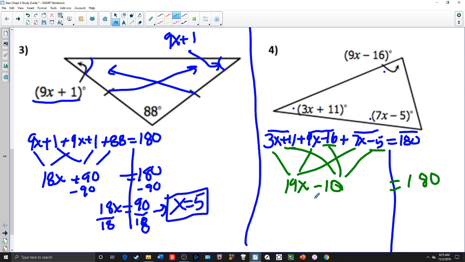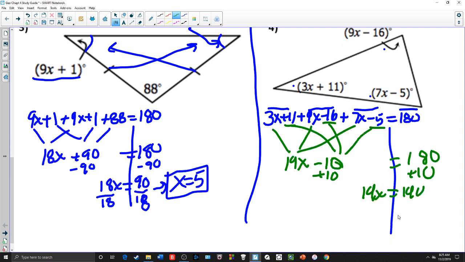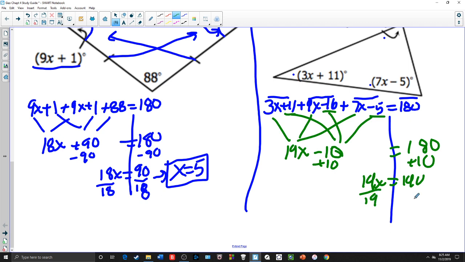Probably should put this closer, but that's fine. We can add 10 to both sides. We get 19x is equal to 190. Divide 19, divide 19, and we get x is equal to 10.